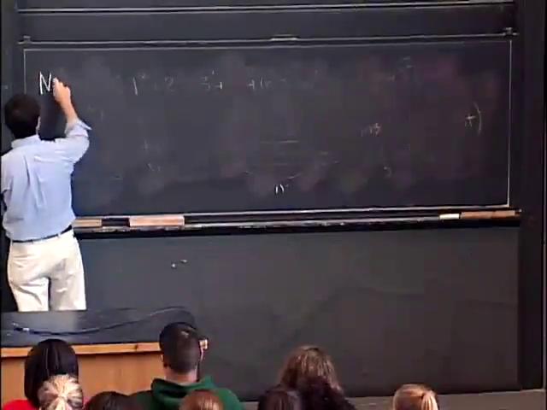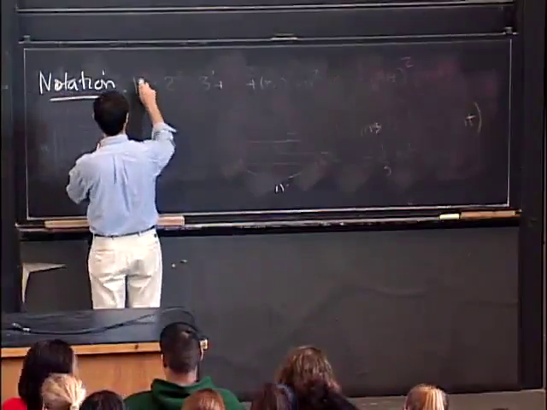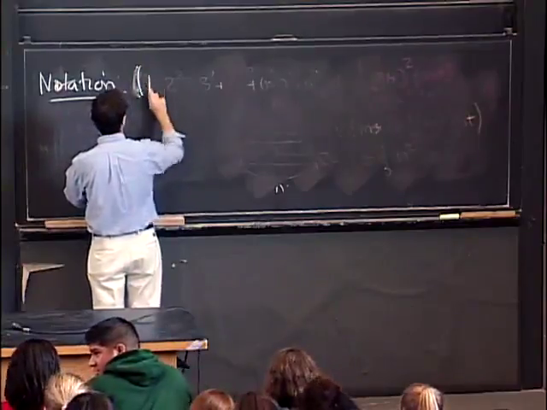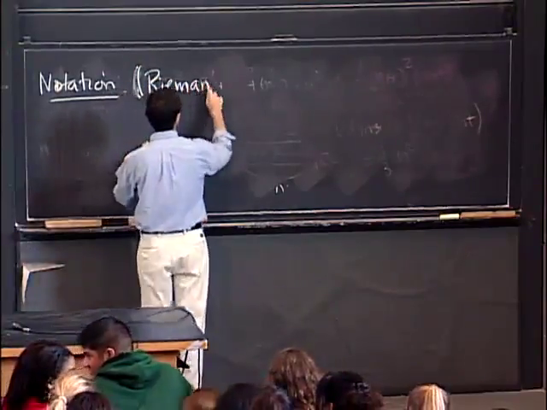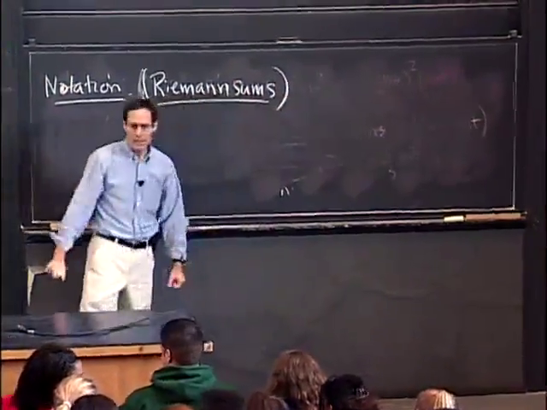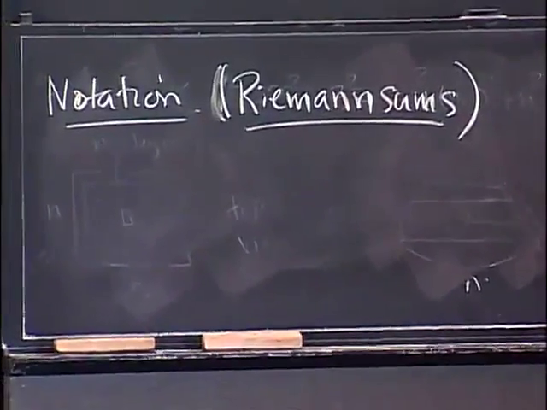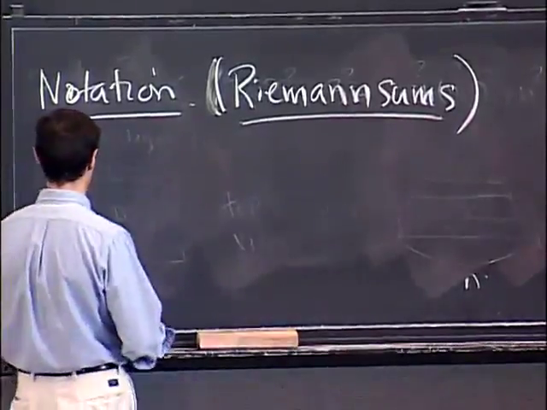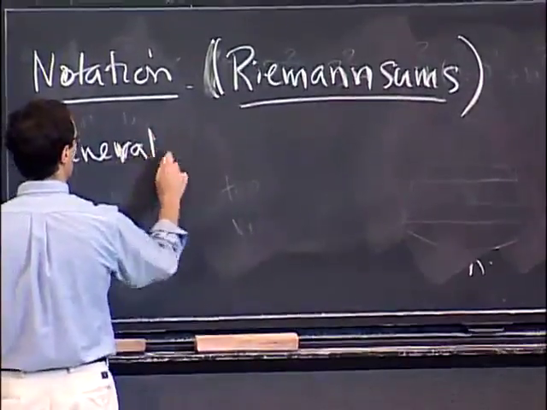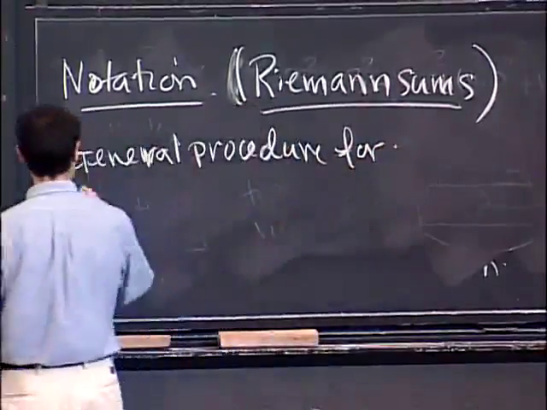So let me just add a little bit of notation for definite integrals, all right? And this goes under the name of Riemann sums, named after a mathematician from the 1800s. So this is the general procedure for definite integrals.